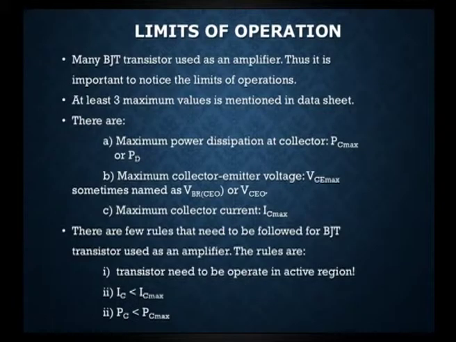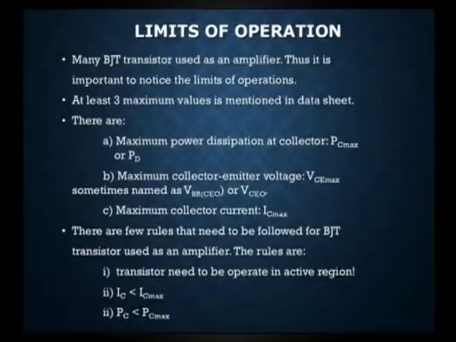Some of the limits of operation of a transistor should be known, so that the transistor can be operated in a better way. For a BJT transistor used as an amplifier, it is important to notice some of the limits of operation, that is, at least 3 maximum values mentioned in the data sheet. That is what the 3 maximum values are.